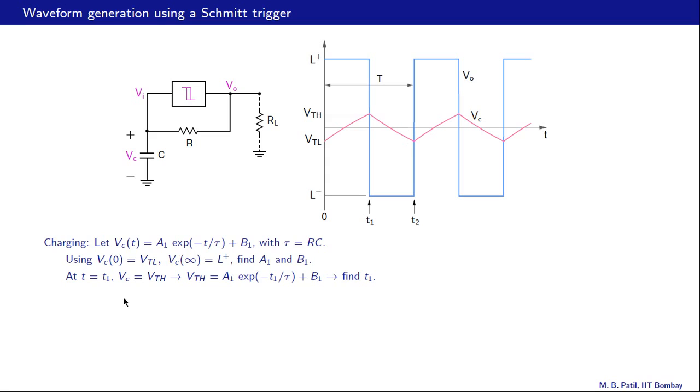And now let us use the condition that at t equal to t1, this point, VC is equal to VTH. So we substitute VC equal to VTH in this expression, A1 e raised to minus t1 by tau plus B1. A1 and B1 are already known from these conditions, and that gives us T1.